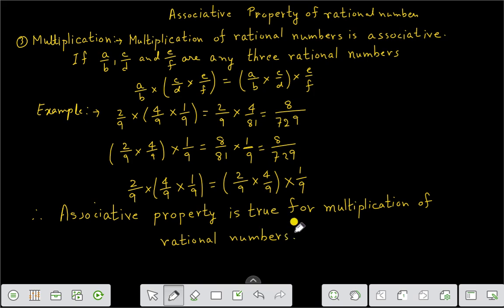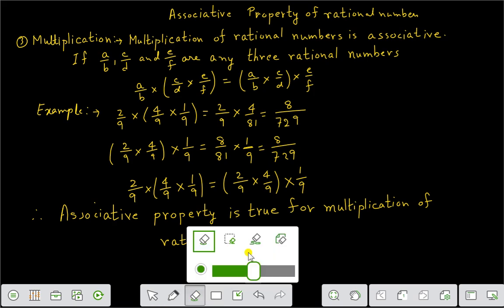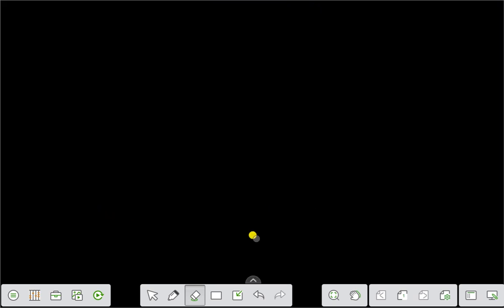That is, associative property is true for multiplication of rational numbers, right? We found that the multiplication of rational numbers is associative. Now we'll find in case of division. Let's find what happens in case of division. Next, we'll discuss the associative property of rational numbers in case of division.